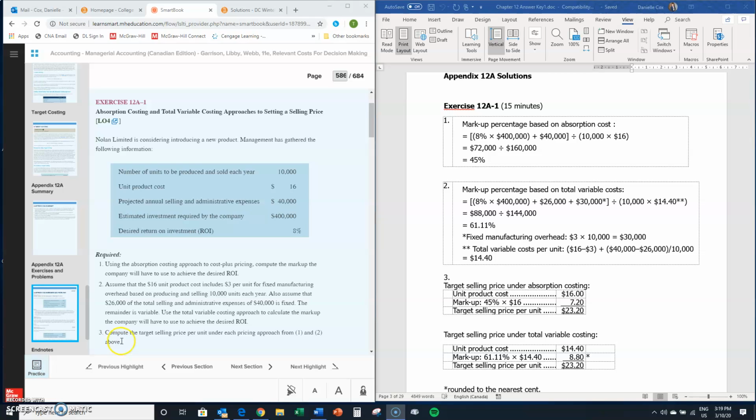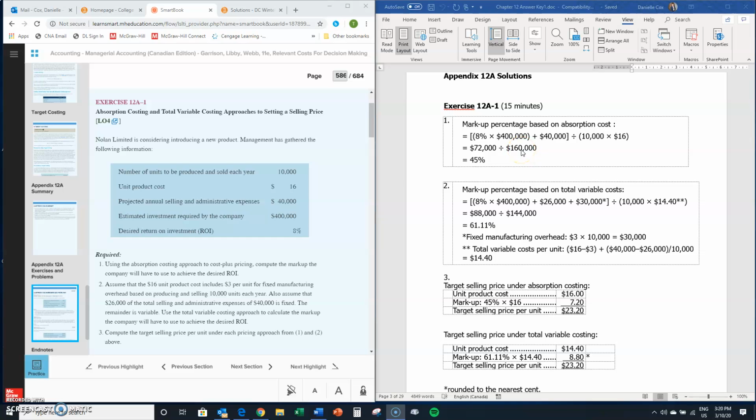Then in part 3, compute the target selling price per unit under each of these approaches. So under the absorption costing approach, the unit product cost was $16. The markup was 45%, so 45% of that 16 is $7.20, which gives you a selling price of $23.20. Under variable cost, the unit product cost here was only $14.40, but the markup is 61.11%, so 61.11% of that $14.40, which is $8.80, which gives you a selling price of $23.20.